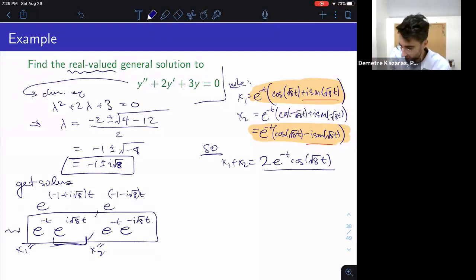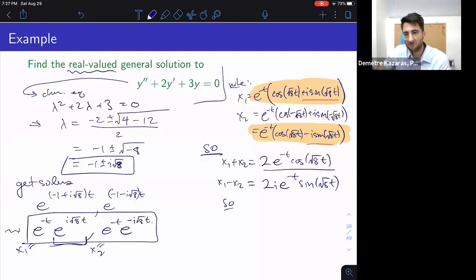Now, likewise, we can take the difference of these two functions, x1 minus x2. What's going to happen there? The cosines will cancel, and we'll get 2i e to the minus t sine root 8t. Now that's not a real function because there's an i in there, but that's just a constant.